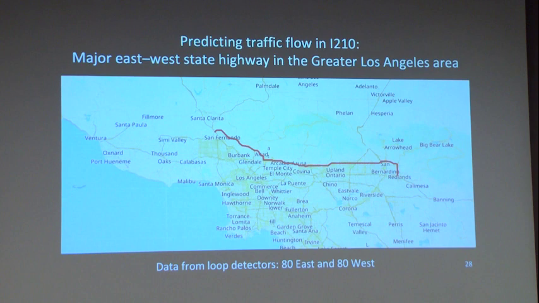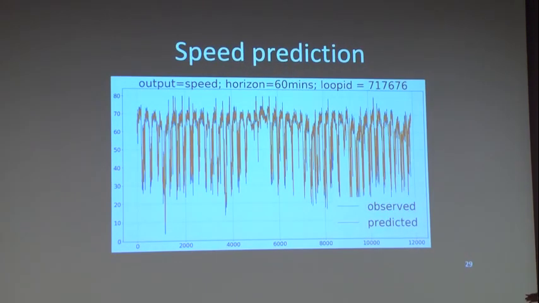Okay. So we tested that approach on this I-210 road with 80 east loop detectors and 80 west loop detectors. And these are the prediction results. And the results are pretty amazing. And what you see here is for one sensor location, loop detector location. This is the prediction on the speed. The horizon is for 60 minutes. It pretty much gets the traffic speed, the average speed.